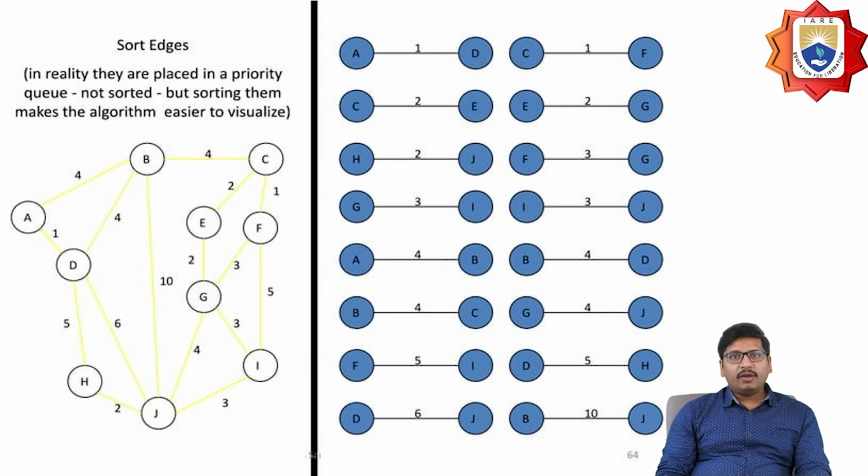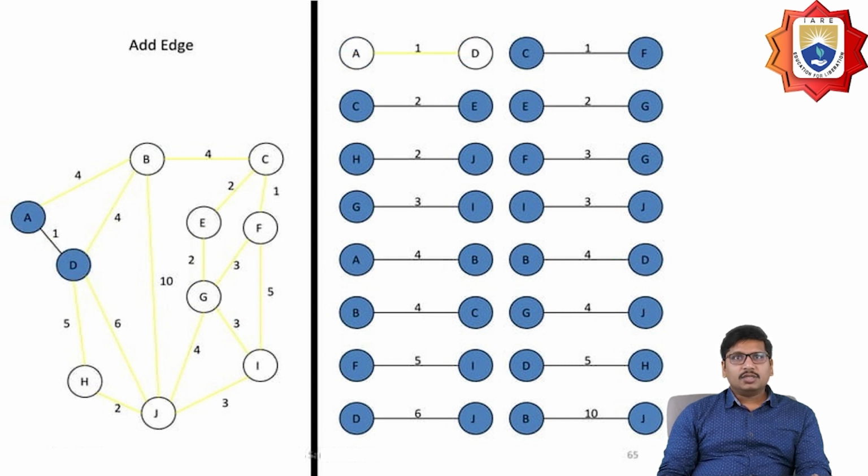Now we go one by one to see whether this is going to form a spanning tree or not. What is the first one here? AD. So consider AD first, since this is the first minimum value, and the next minimum value in the tree is CF. So CF I have drawn.